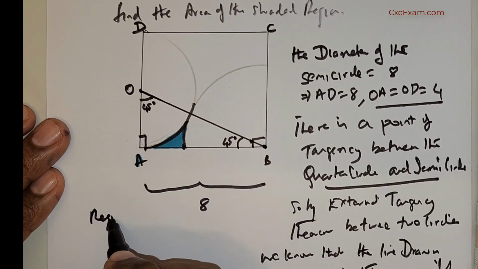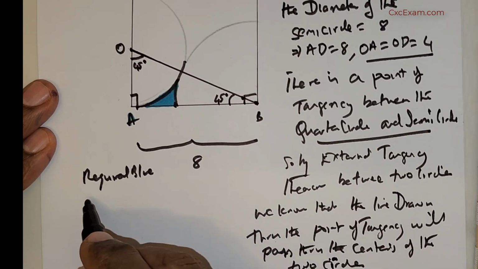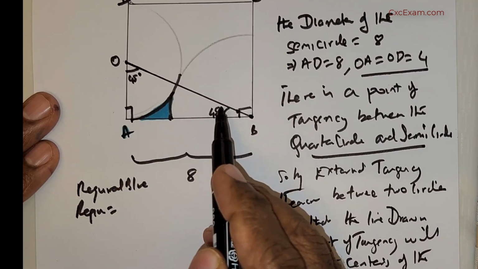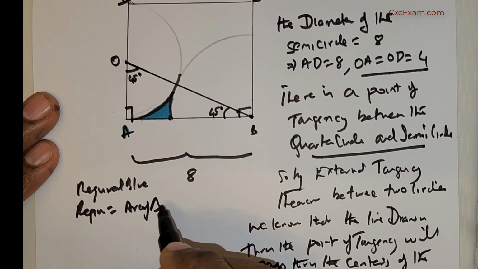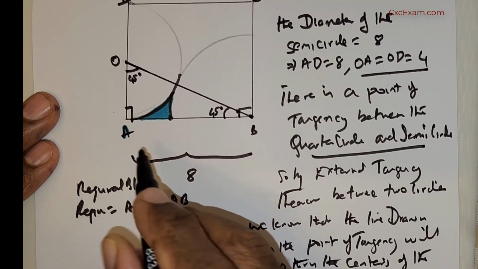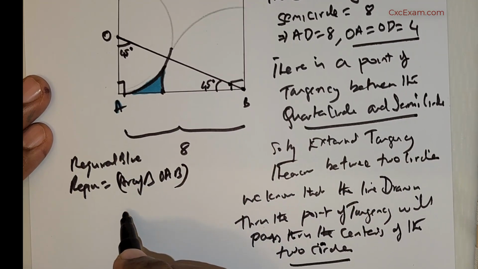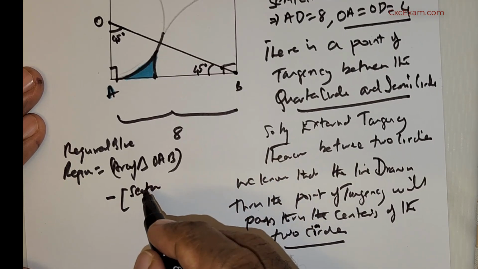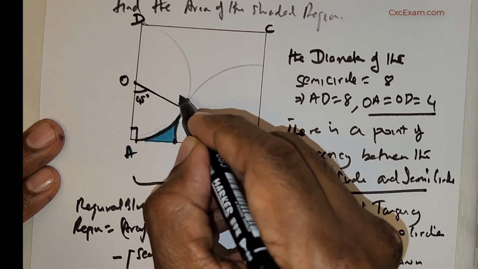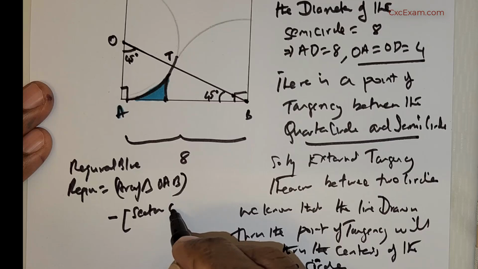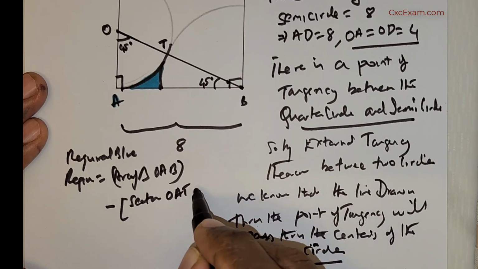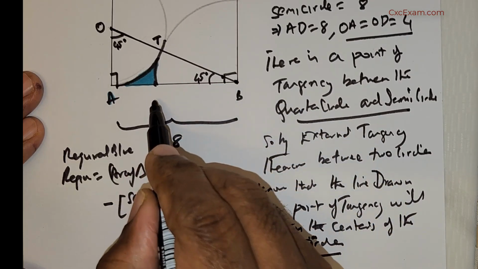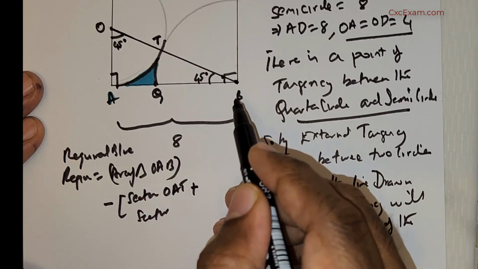Now required blue region. Required blue region is equal to what? The area of the triangle OAB, from the area of the triangle, I am going to subtract sector. Say, let me have this point of contact as some T. Sector OAT plus sector, say, let me have this as Q.